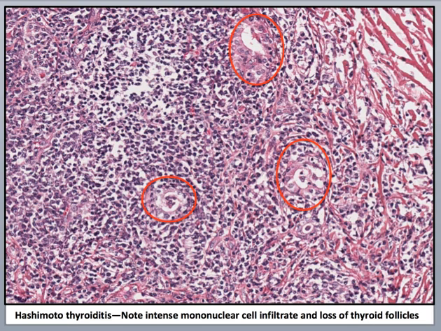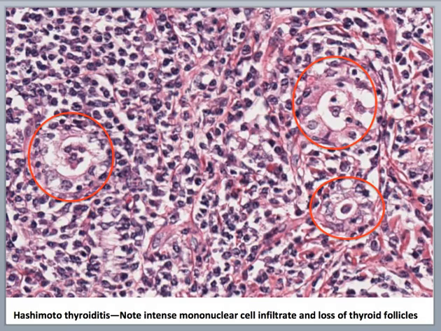The intense mononuclear cell infiltrate actually obscures the remaining atrophic thyroid follicles. So I circled some thyroid follicles just to point them out because it's difficult to actually pick them out. So the main thing in Hashimoto thyroiditis is this intense lymphoplasmacytic infiltrate.